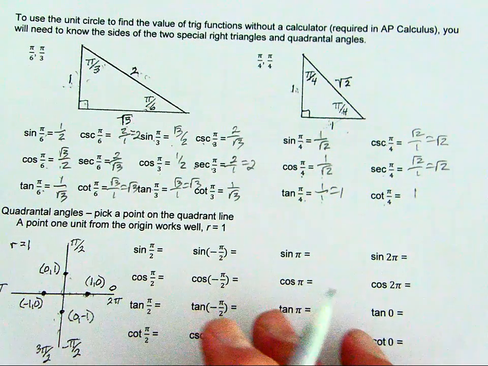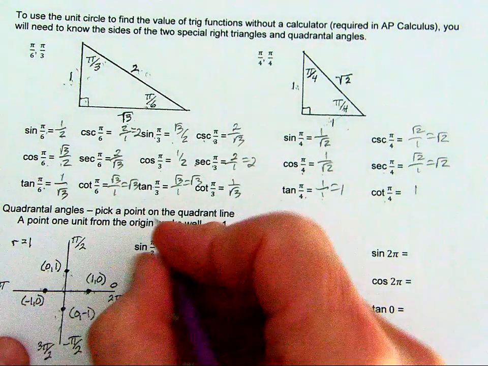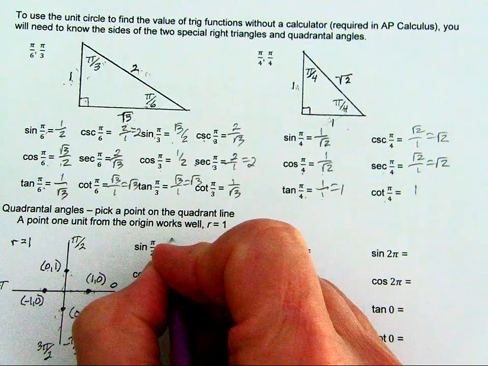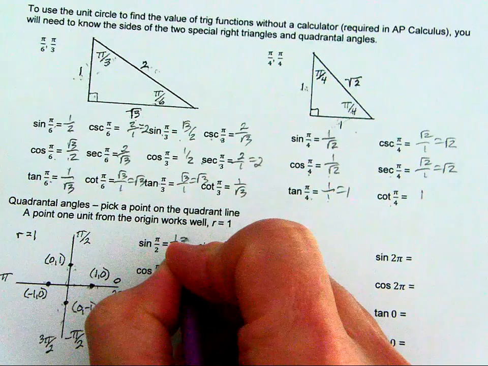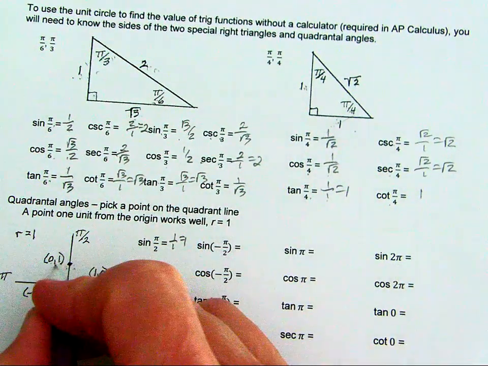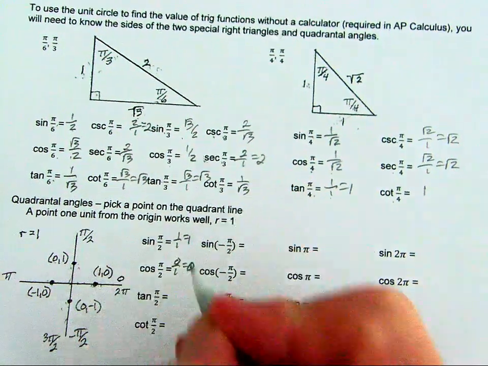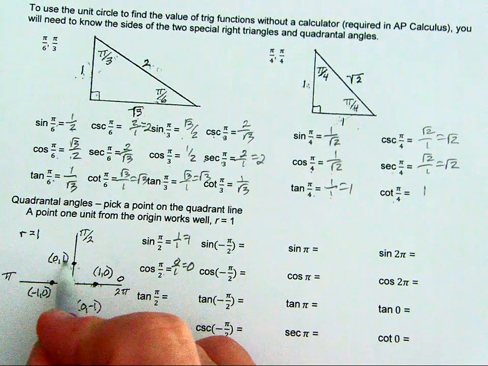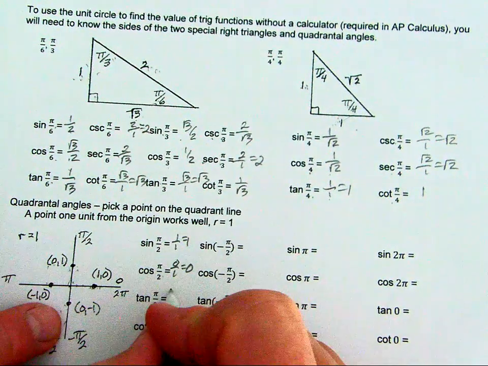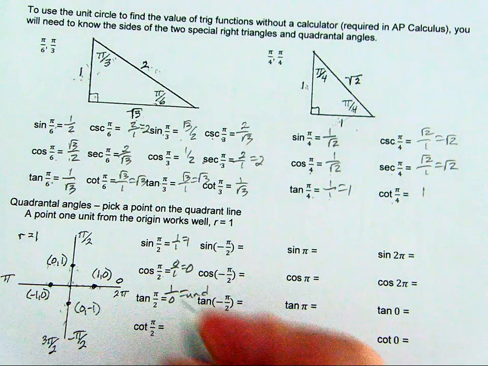So using that and remembering that x is always adjacent, y is always opposite, the sine of pi over 2, well, sine is going to be y over r, so 1 over 1. The cosine is going to be x over r, so 0 over 1, or 0. The tangent is y over x, so it's 1 over 0, which is undefined.